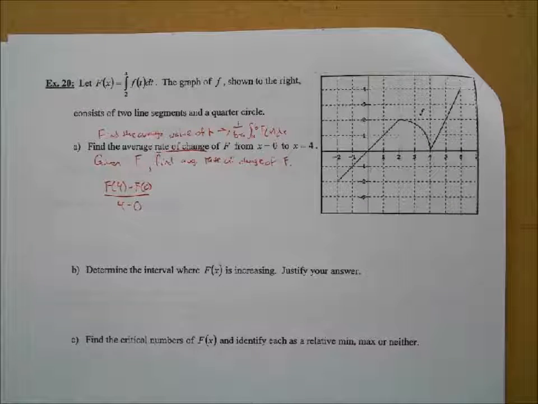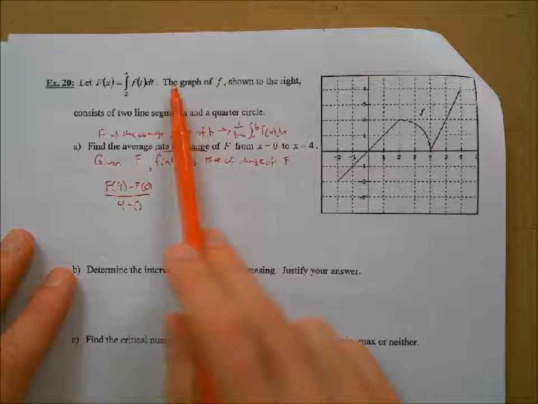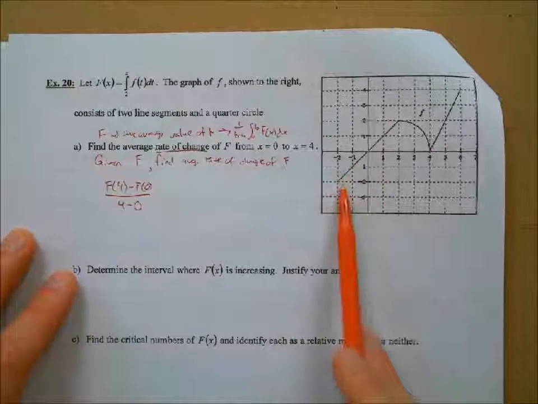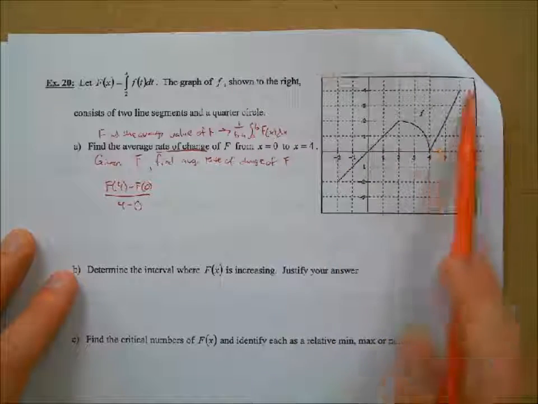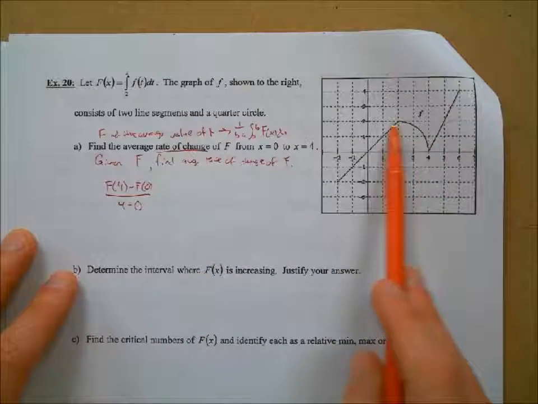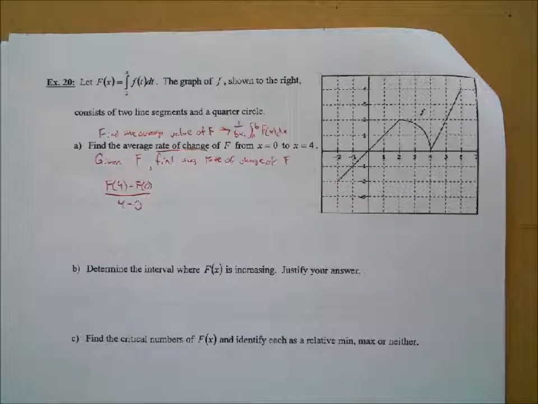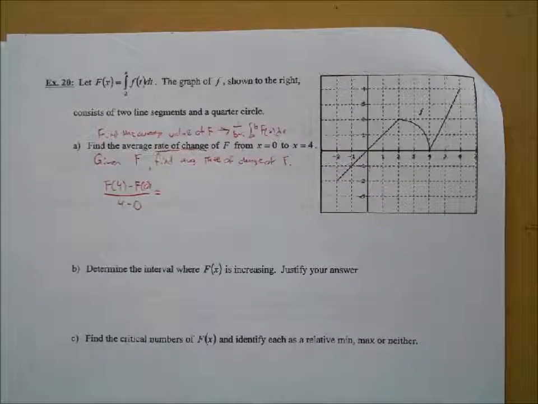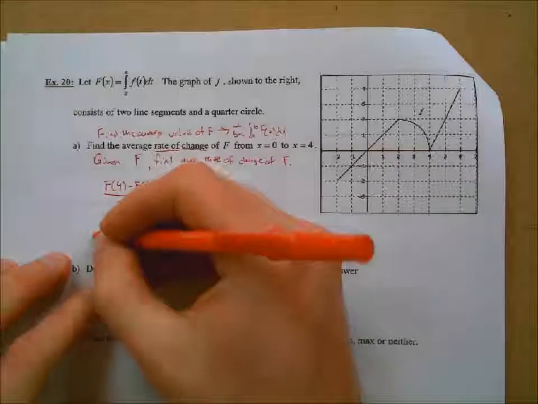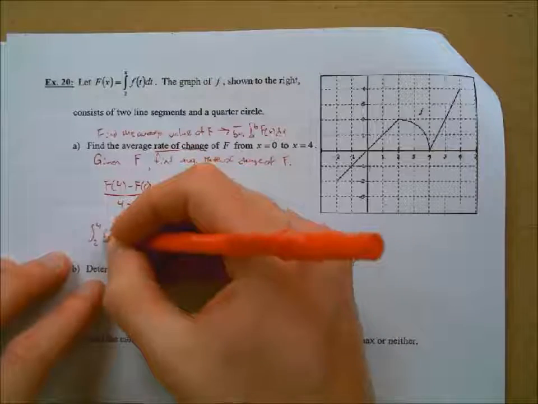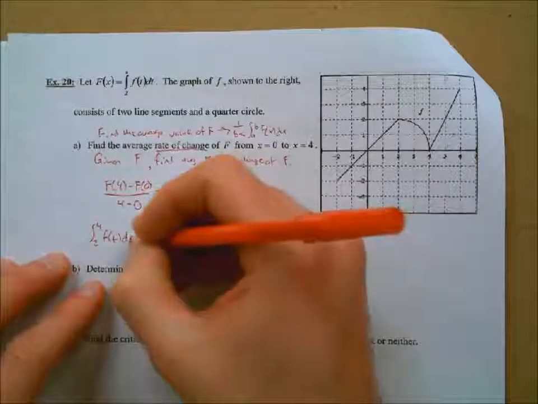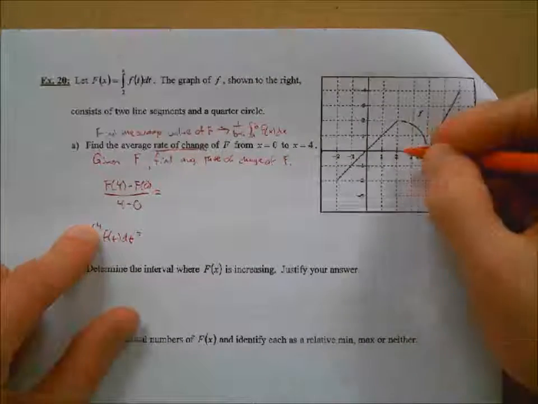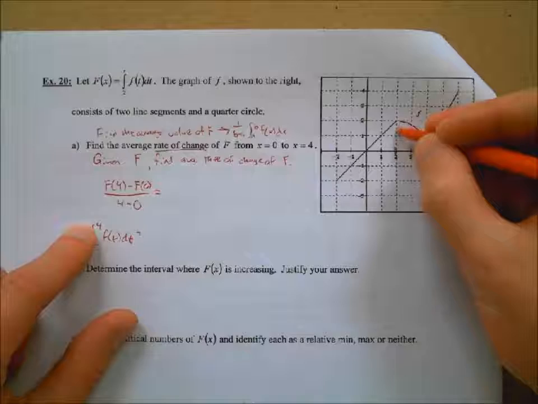I didn't get to finish reading the whole directions up here, but the graph of f, little f, shown to the right, consists of 2 line segments and a quarter circle. You can see there's your quarter circle right there. So to find capital F of 4, that's going to be the integral from 2 to 4 of f of t dt. So here's 2, here's 4. That is this region right here.